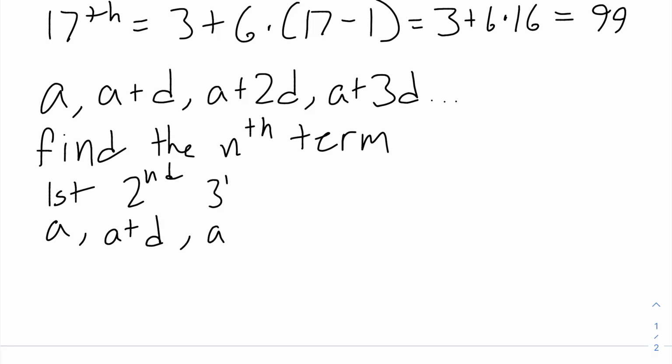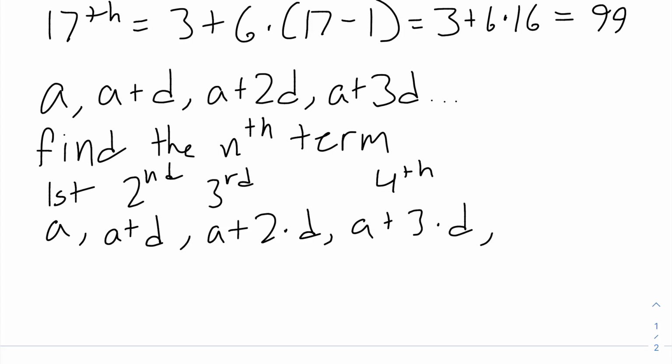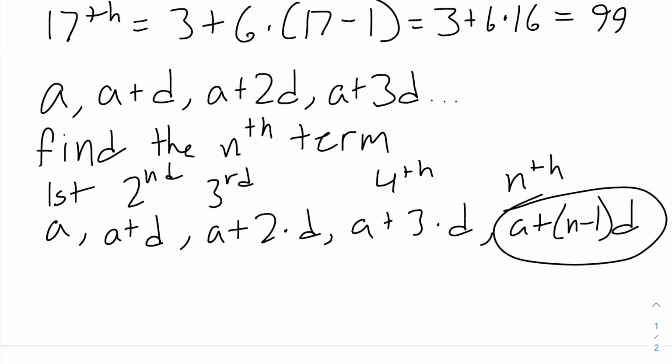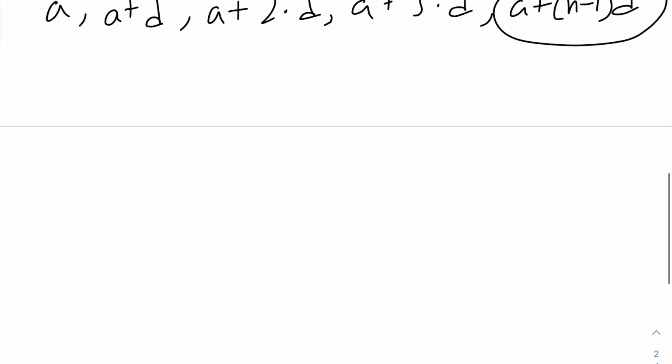Third term is A plus 2 times D, and the fourth term is A plus 3 times D. So the nth term must be A plus n minus 1 times D. And that is our answer. So let's try this formula out.